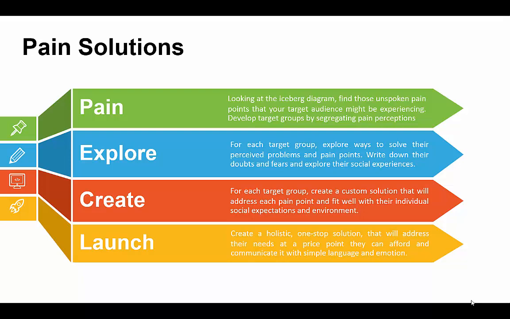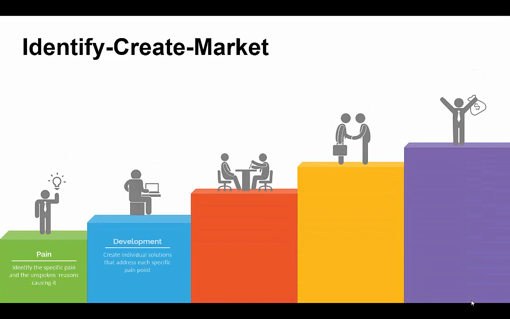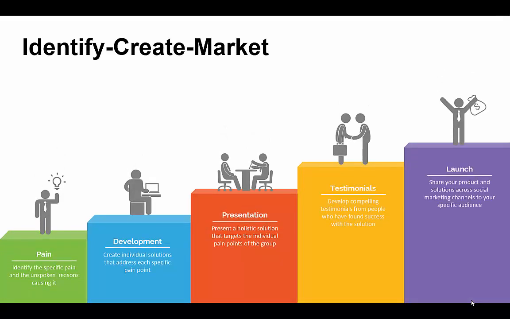Let's look at how we can identify this particular area. We want to identify, create, and market to this group. Let's start with a pain. Thinking back to our iceberg, we want to identify the specific pain and those unspoken reasons causing it. Then we'll develop a custom individual solution that addresses each specific pain point in that graph. Then we present a holistic or all-in-one solution that targets the individual pain points of that specific group.